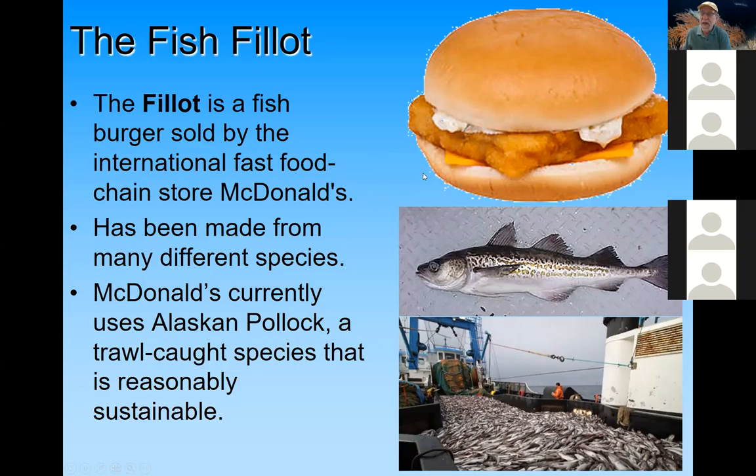The way they make fillet is they take this fish here. This is a fish called Alaska pollock. It's a soft-bodied fish. If you put one on your plate, it wouldn't be all that tempting, but it's very good for industrial fish processing. So they take this fish, and Alaska pollock are landed in huge, huge quantities.